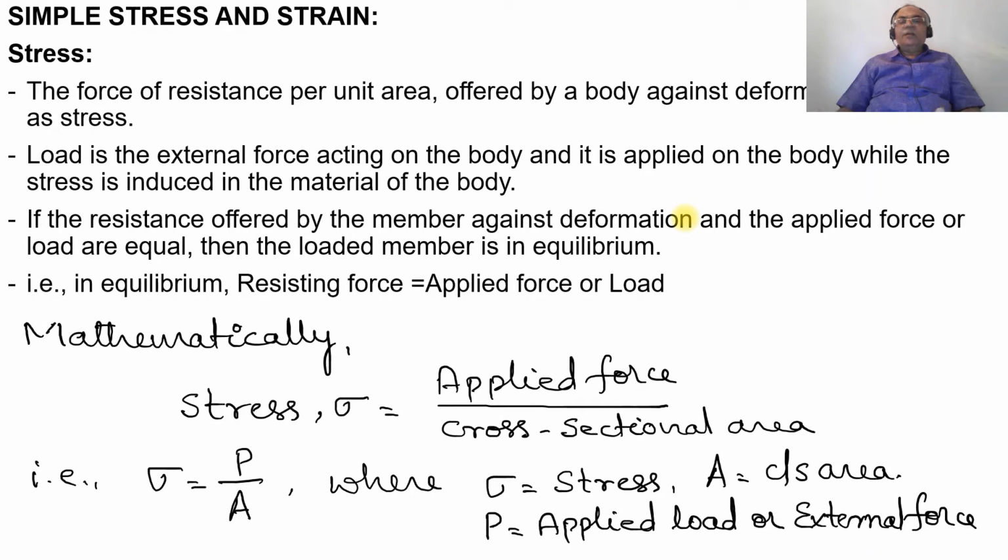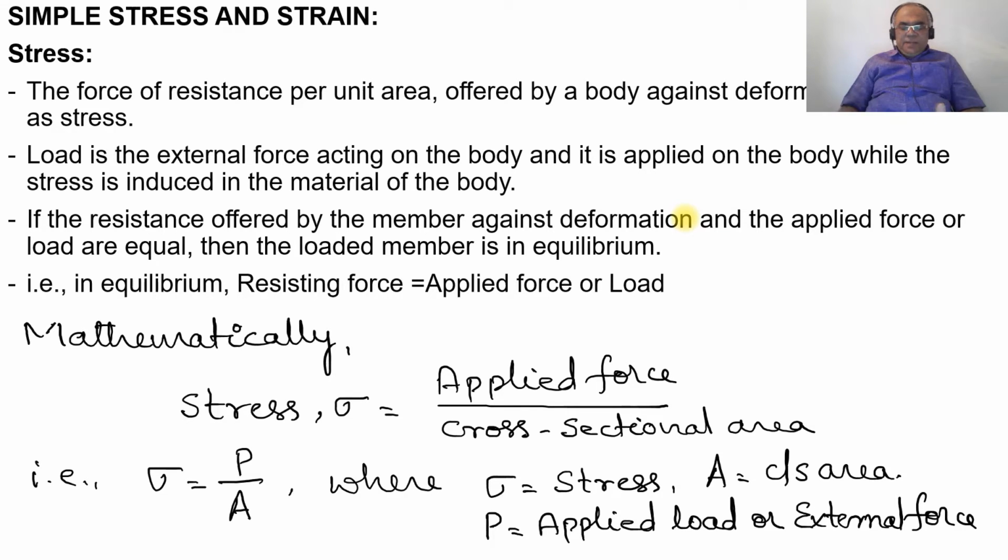So what does it mean? When a column is applied with a load, the column still remains straight. That is basically because of the resistance offered by the column against the external load applied. So when the external load applied and the resistance offered by the column are both equal, then the column will be in equilibrium.